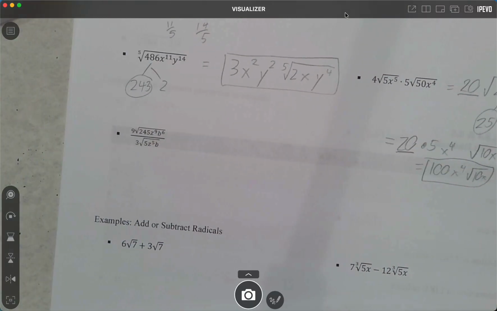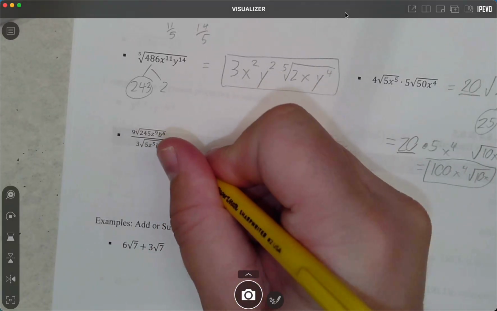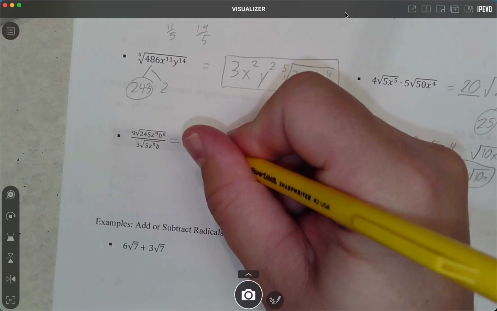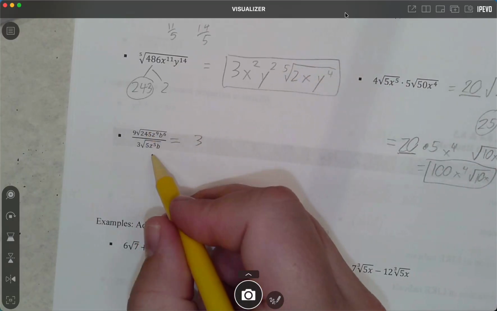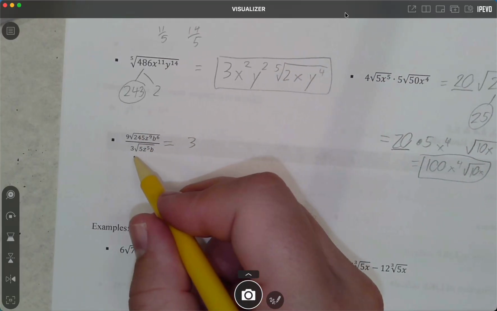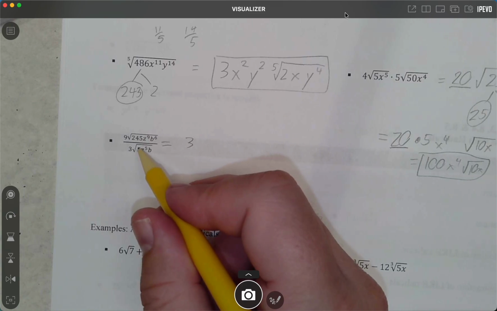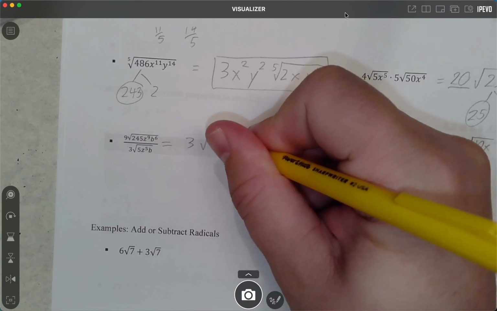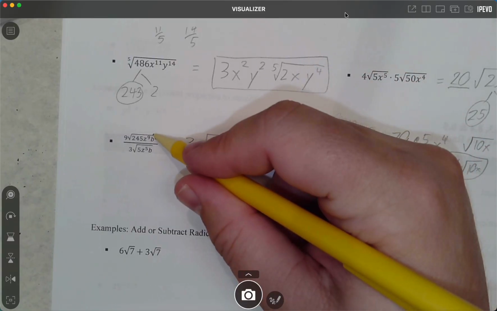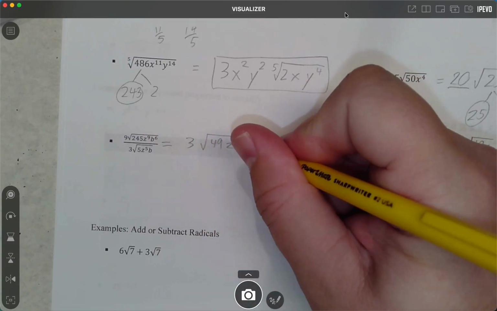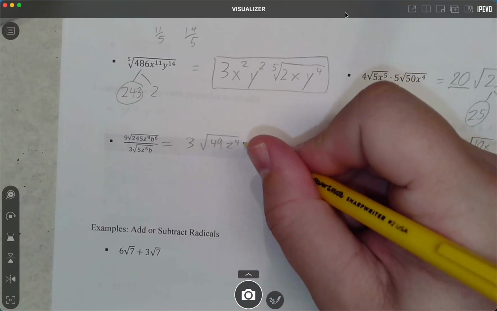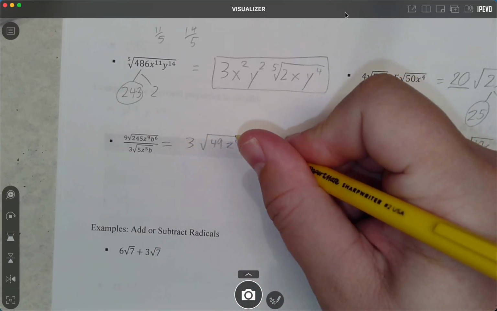All right, and just one more. We've got division up first, so we'll review our division rules. Well, 9 over 3, that's just 3 with our coefficients. If I've got 2 square roots dividing, I can just divide their inside contents. It turns out that 245 divided by 5 ends up being 49. And then z to the ninth over z to the fifth ends up being z to the fourth. And b to the sixth over b is b to the fifth.